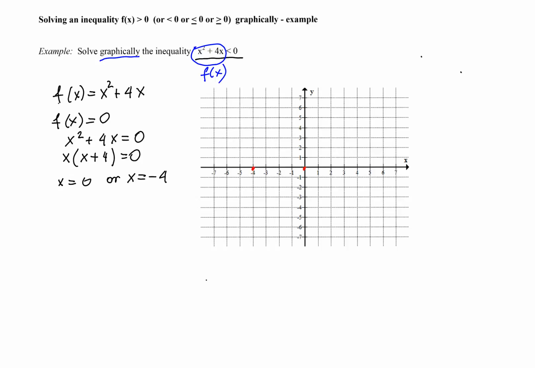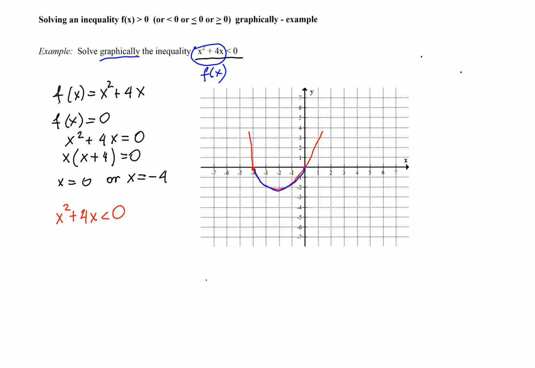I know that the parabola opens up, therefore the graph of that parabola is going to go like this. Now I really don't care where the vertex is, because when solving an inequality we are only looking for the parts that are below the x-axis and above the x-axis. So we want x squared plus 4x to be less than 0. So I'm looking for the parts of the graph that are below the x-axis because I want f of x to be negative. And the part that is below the x-axis is right here.